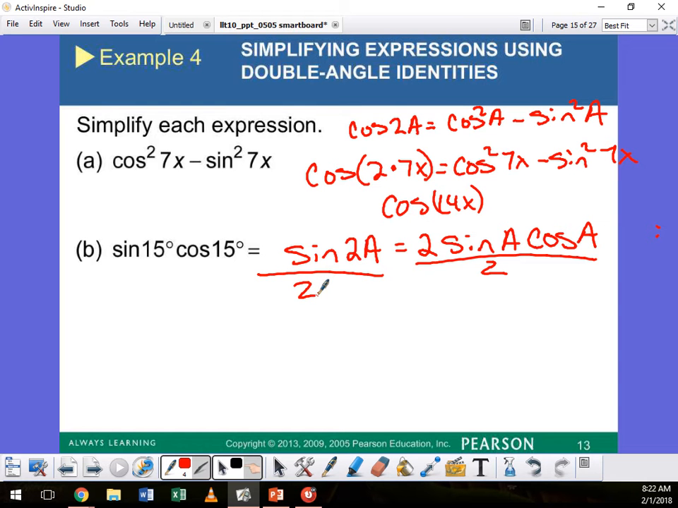So this over here, isn't dividing by 2 the same as multiplying by half, right? Okay, so this is going to look kind of weird. I'm just going to rewrite it. 1/2 sine 2A is equal to 2 sine A cosine A. There we go.